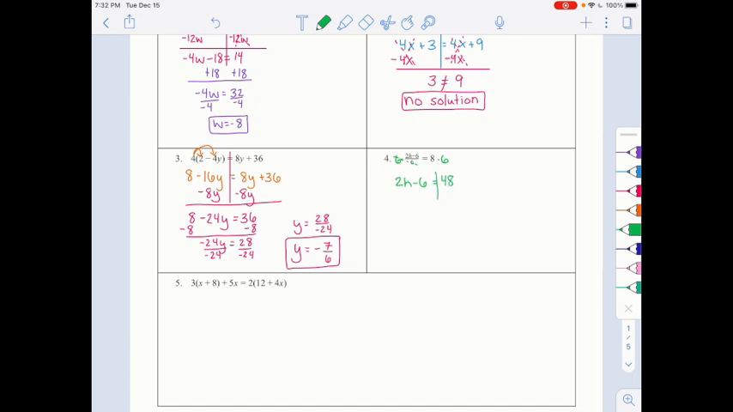And now I want to get the h by itself. The first step in doing that is going to add the 6 to both sides, leaving me with 2h equals 54.